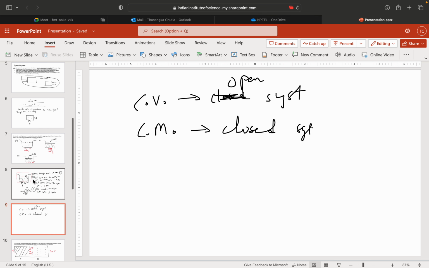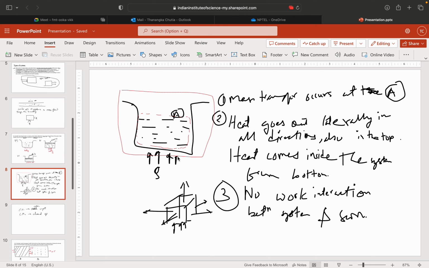Okay, so since this is an open system, why is it an open system? Because the mass is going out of the system anyhow, so that is why this is an open system. And in an open system it is preferable if we do a control volume approach.